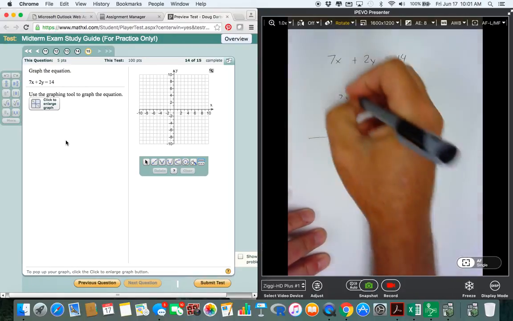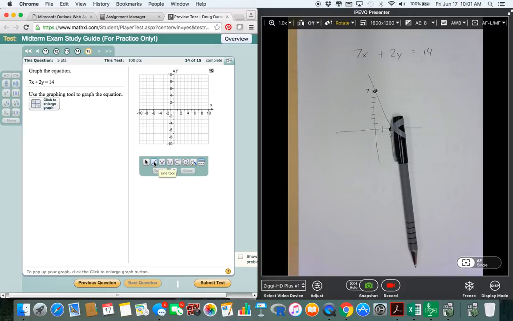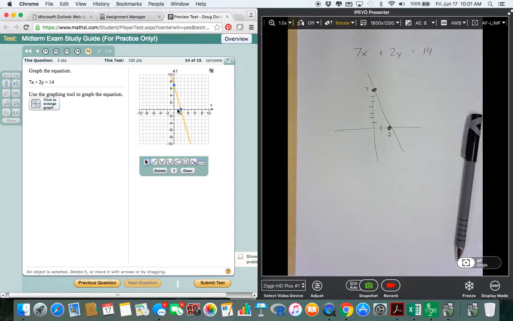There's only one line that goes through those 2 points. So I'm going to click the line tool, go up to 0, 7 and click it, and then go to 2, 0 and click it. Let me go to the next question. Oh, there is no other question. Okay, so I'm done. I'm going to submit the test.